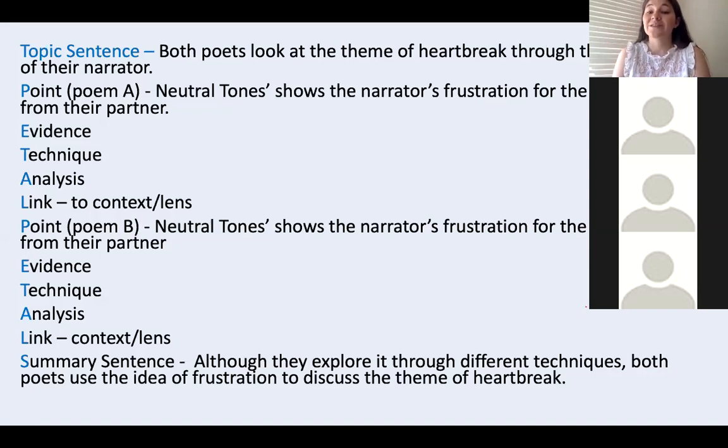Okay, so in the same paragraph, I then look at the next poem and I say, Neutral Tones shows the narrator's frustration for the lack of effort from, oh, sorry, I've copied the same thing. But When We Two Parted looks at the frustration of the man who has his ego bruised, okay? He feels frustrated because his ego is bruised. So that would be my point B.